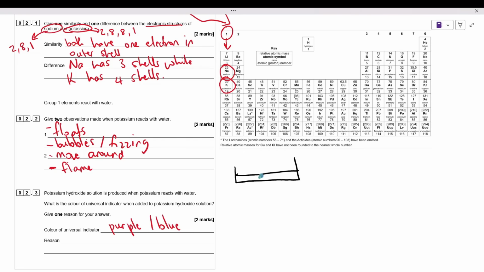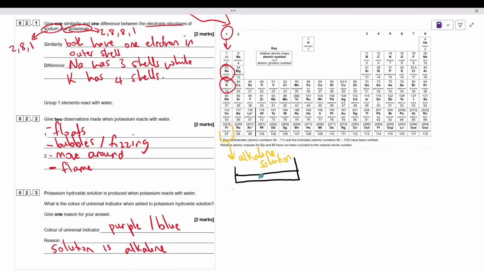The reason for this is because the solution is now alkaline. So all your group 1 metals, everything in group 1, are going to form alkaline solution once you have placed them in water. And that's why they're usually called alkali metals.